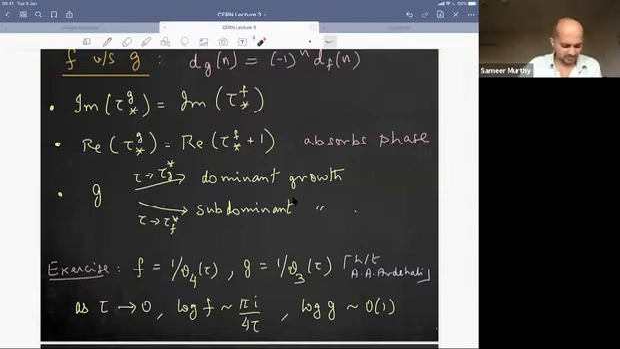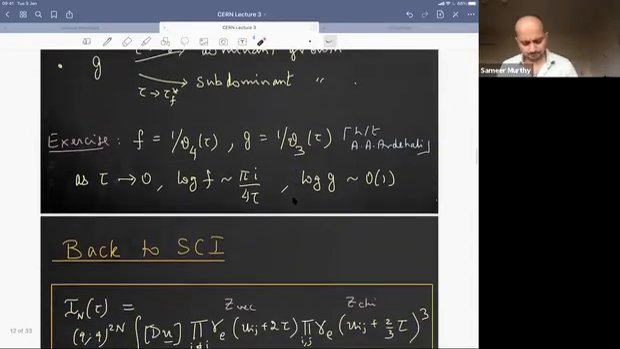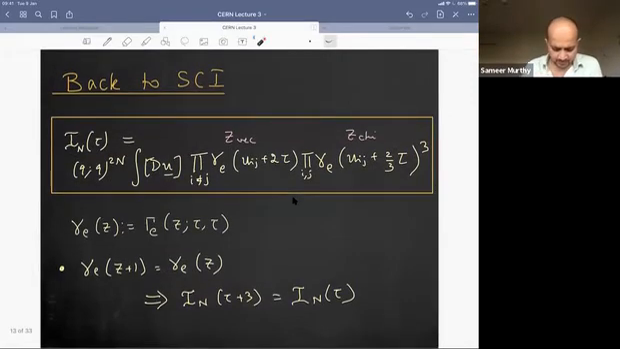Okay, so now any questions about this? And now we're going to apply this to our problem. Very good. So let's go back to the superconformal index. So here I've already put tau equals sigma, and I'm going to call this function small gamma e. So this is this elliptic gamma function.